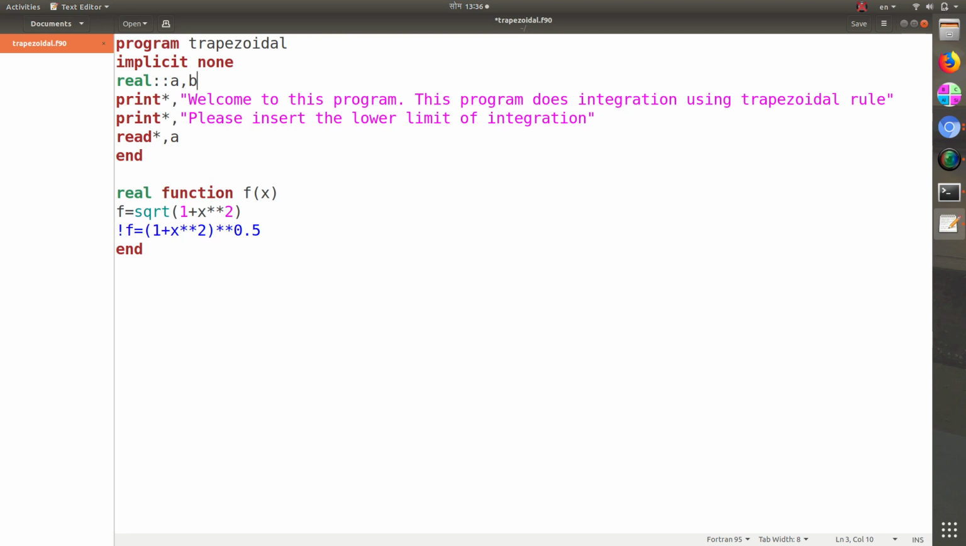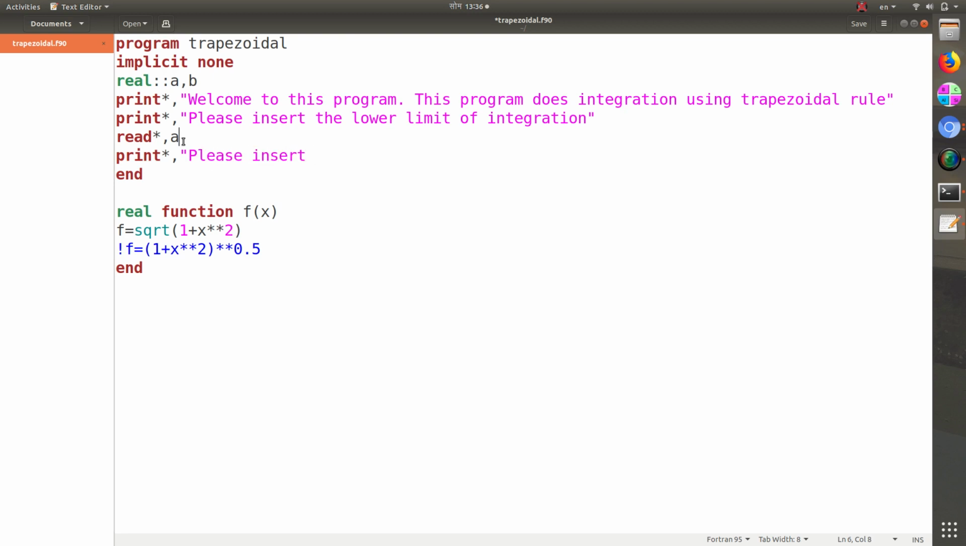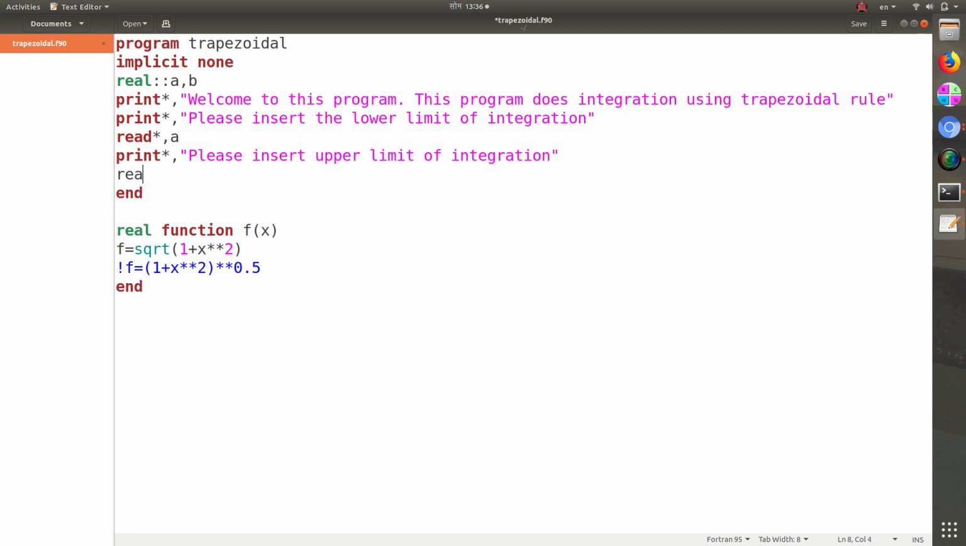Again we need to have the upper limit of integration as b, so let us say please insert the upper limit of integration. Okay, so it should be read as b by the computer, right? So this is a and b.